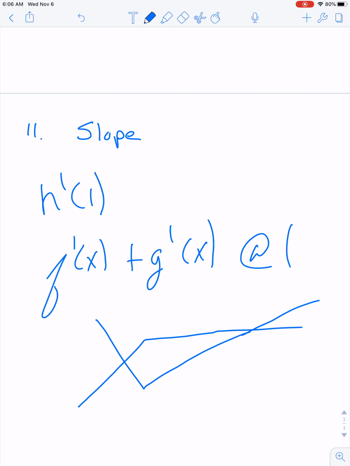So you just look at when x is 1, what's going on with the f of x graph, which was this one, and what's going on with the g of x graph, and add it up. So you calculate your slope here, just your good old-fashioned rise over run. So in this case, that's a negative slope.